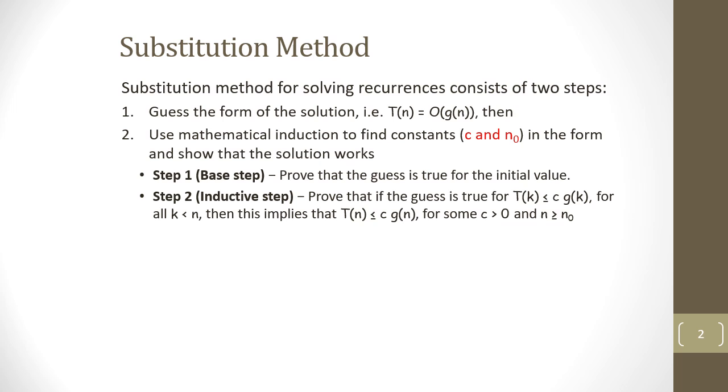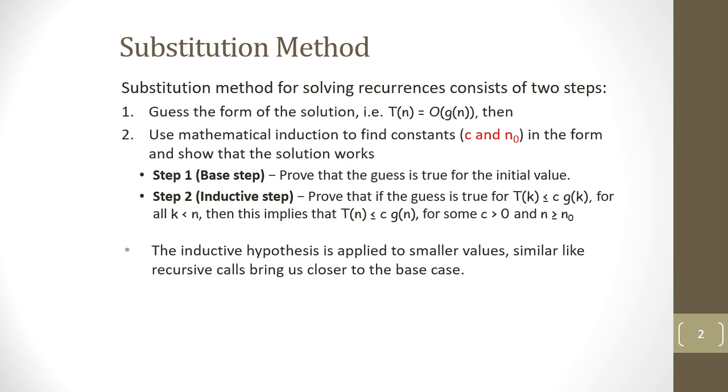Proof by mathematical induction consists of two steps. The first step is the base step, in which we prove that the guess is true for the initial value or the boundary condition. In the second step, the inductive step, we prove that if the guess is true for some value k which is less than n, then it also implies that it is going to be true for the value of n.